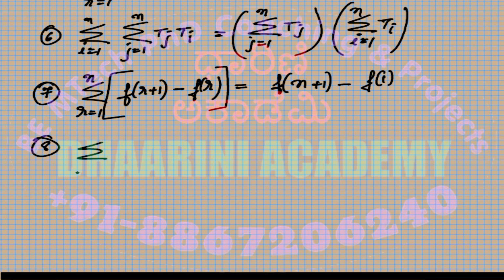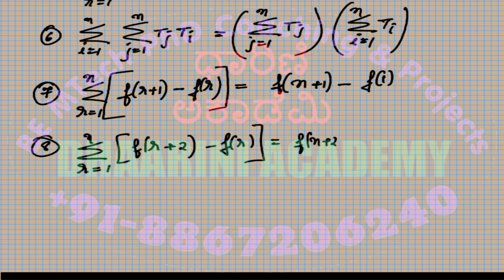Let's go to the next one. If we write summation r is equal to 1 to n of f of r plus 2 minus f of r, if you want to calculate this summation, then this can be directly replaced as f of n plus 2 plus f of n plus 1 minus f of 2 minus f of 1. Okay, very important properties.